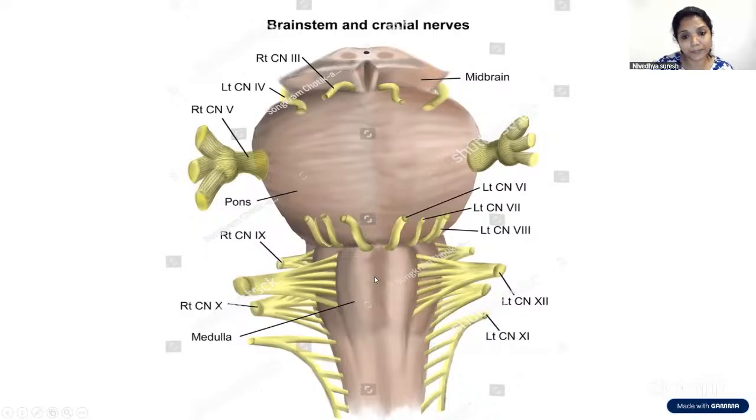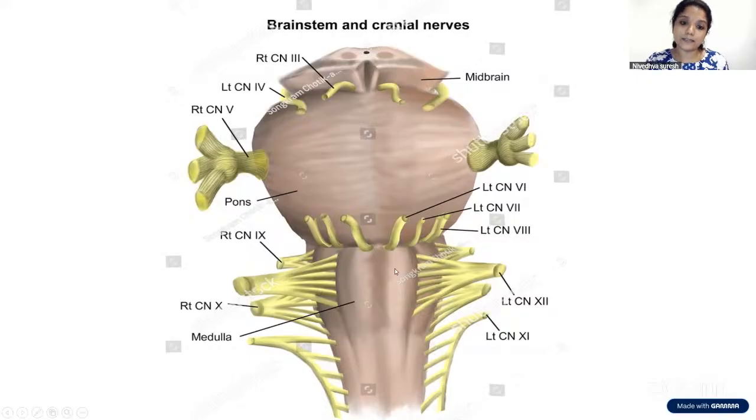So on either side of the anterior median fissure you can see an elevation, right? This longitudinal elevation seen on either side of the anterior median fissure is known as the pyramid. Okay, and behind the pyramid you can see an oval shaped elevation that is called the olive. Fine. So this is the pyramid, and this is called the olive. In between the pyramid and olive, we can see cranial nerve number 12 emerging.